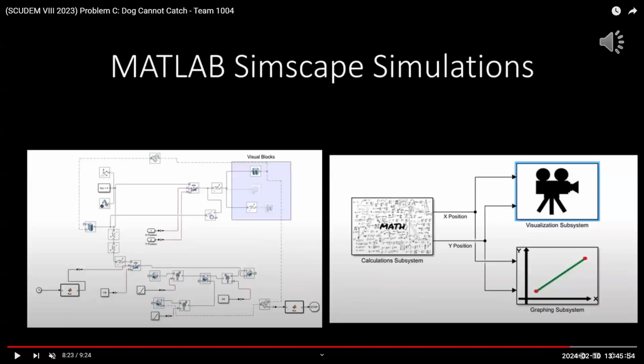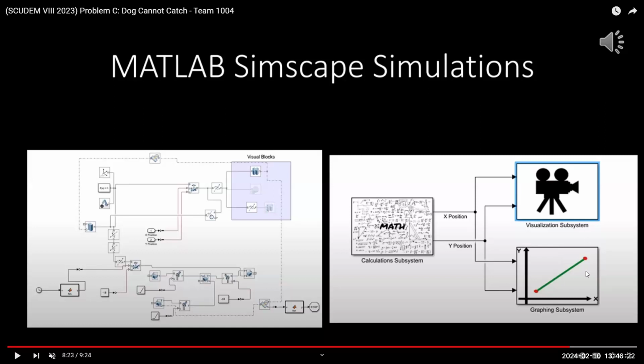Next up is our actual Simscape portion. So for Simscape, we broke it up into three different subsystems. We had the calculation subsystem, which I just showed you. It does all the math and everything. We then have the visualization subsystem that does the 3D visual representation of the object flying through the air and the dog trying to catch it.